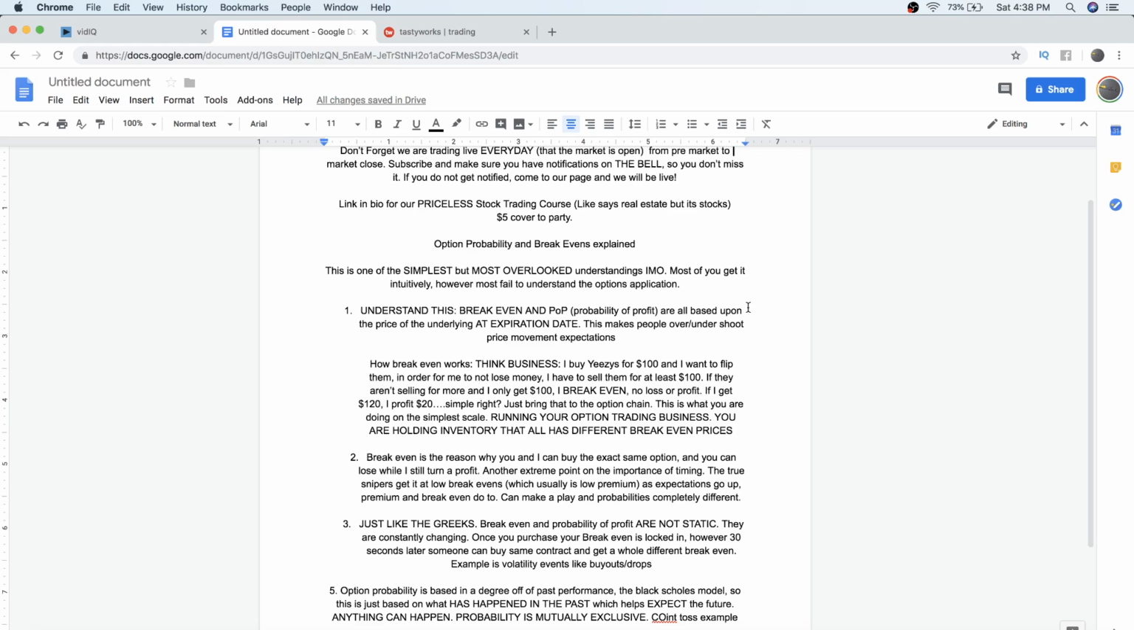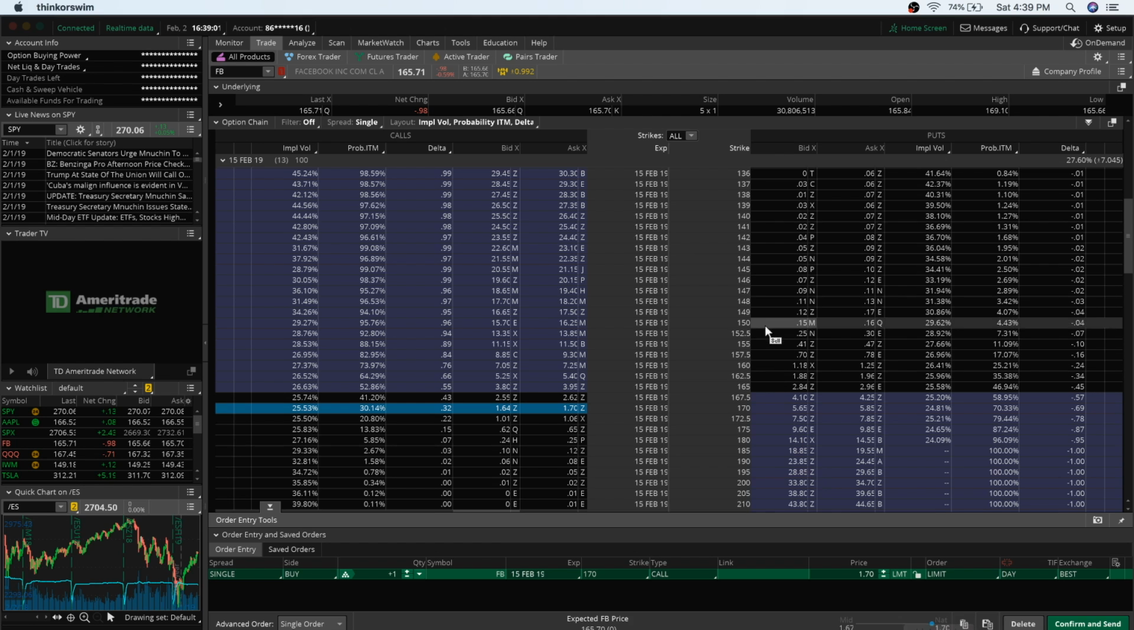There you go. So this is one of the most simple but overlooked understandings in my opinion, because most of you get it intuitively. However, a lot of people fail to understand the options application when we start looking at break even. So break even is a term that comes up on every option. When you buy an option, it has a break even price. And a lot of people don't really understand how this works. What I mean by that is that they're like, oh yeah, break even, but the implications this has on you understanding options is making money.